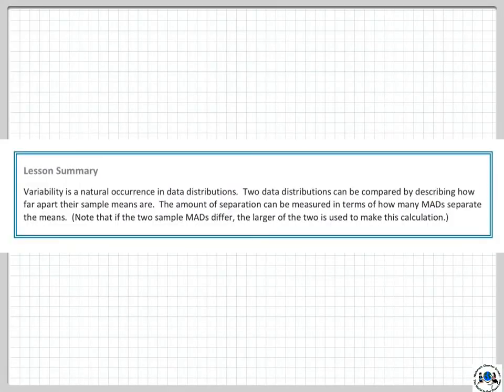And here we are at the lesson summary. And again, the last lesson in this module, 23, will look further at this, so we can use these newfound skills and knowledge once again. So here we are, lesson summary. Variability is a natural occurrence in data distributions. It just is. It's something you cannot get away from. We are humans. Much of what we do is a human endeavor in statistics. Therefore, you're always going to have some variability.